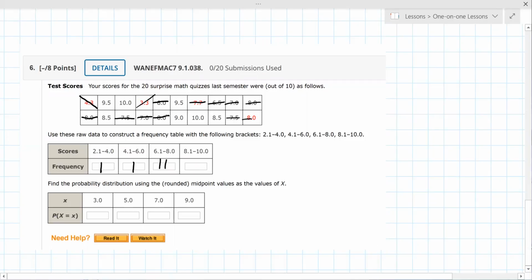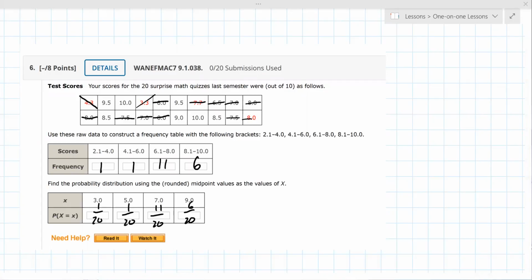1, 2, 3, 4, 5, 6, 6 there. All right, then it says to find the probability distribution using the rounded midpoint values as the values of X. All that's saying is, what's the probability that you get a number between 2.1 and 4? Well, it's 1 out of 20. This is 1 out of 20. This is 1 out of 20. This is 11 out of 20, and this is 6 out of 20.